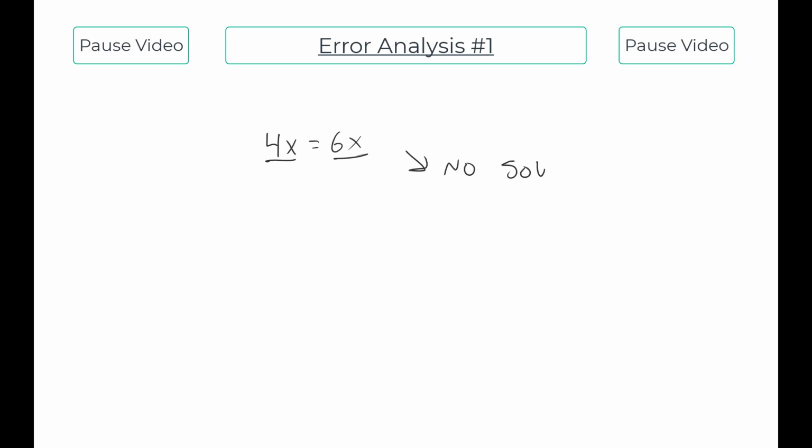For our first error analysis, I have 4x is equal to 6x. Because the left side and the right side are not equal to each other, I can immediately stop right here and I can say that this problem has no solution. I ask you, what is wrong with my analysis here?